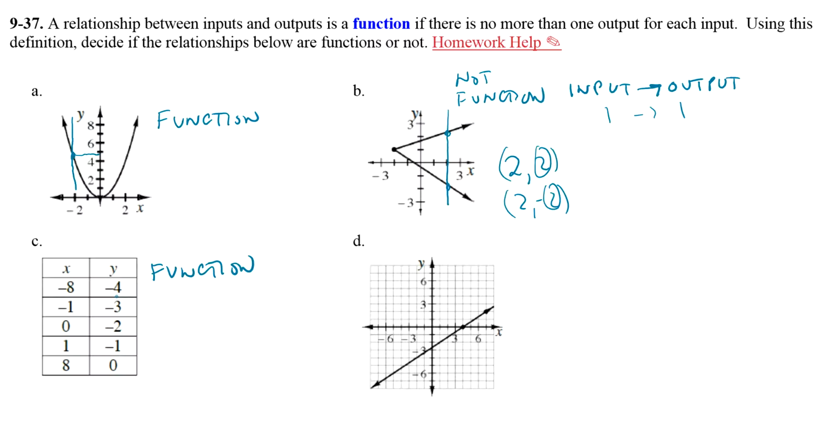If you couldn't tell by looking at the table of values, then my suggestion is to graph it and then use the vertical line test. A little more work, but you would be sure.